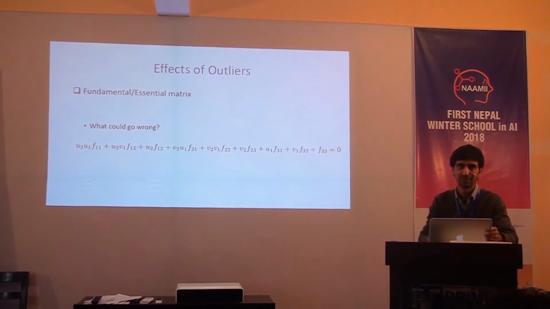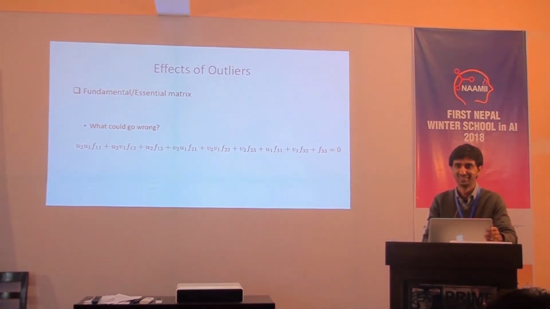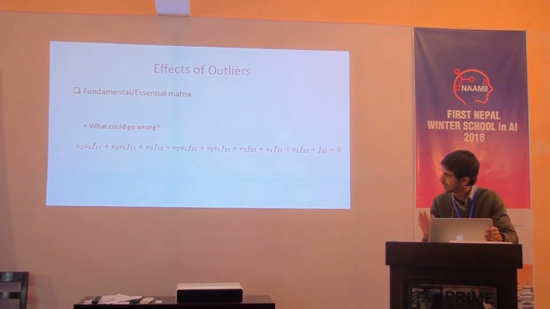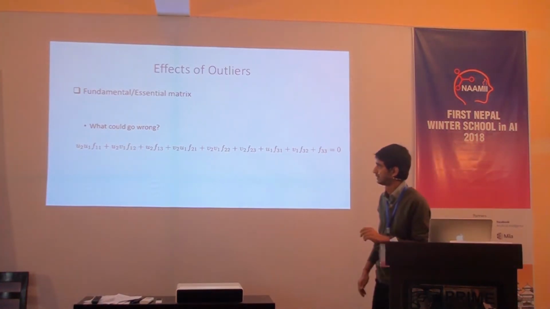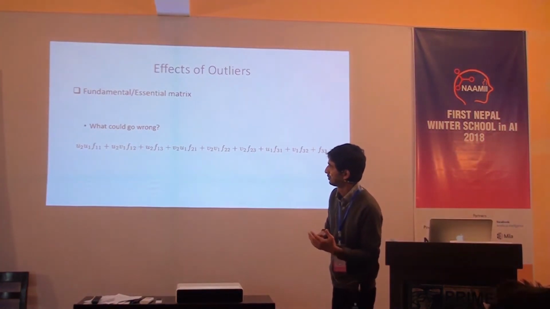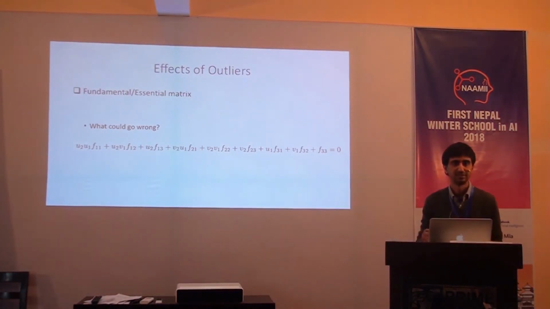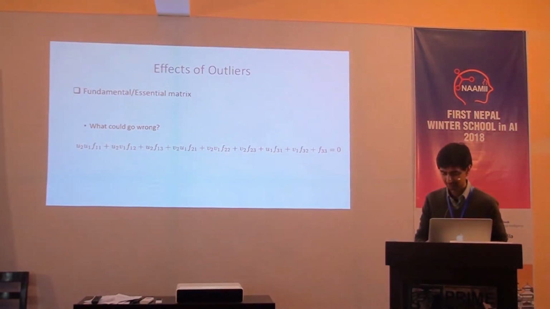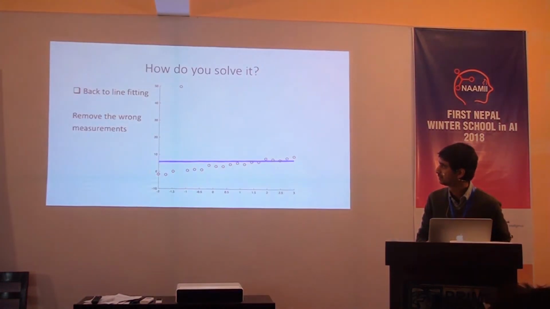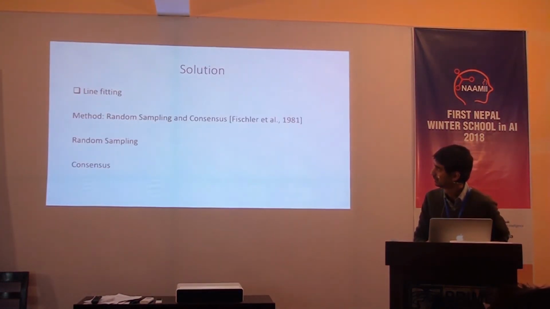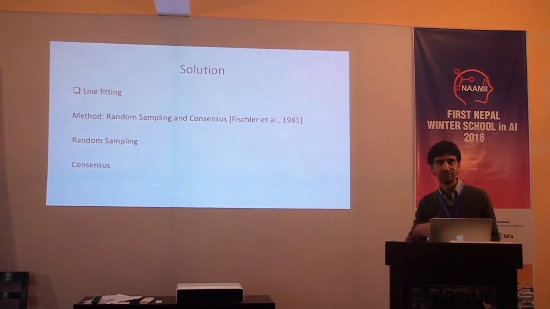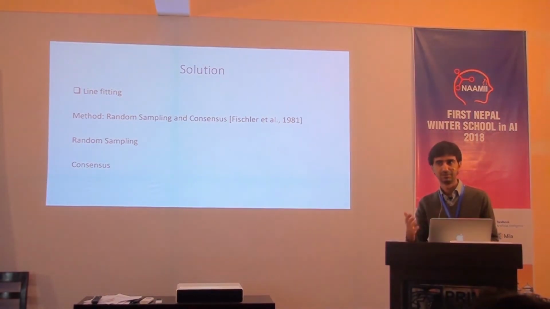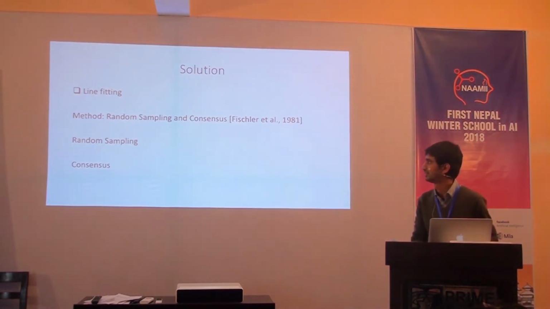Yeah, I already told you the answer here. So you want to solve that problem by removing the wrong measurements, the wrong matches. So how do you do that? So we call it random sampling and consensus. So this is a very important work in 3D vision, and most of the 3D vision methods rely on this.